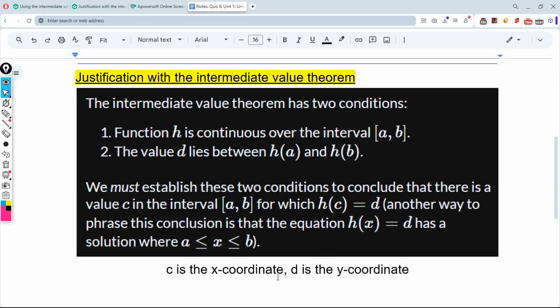So in their write up, they're saying there's a value c in the interval a comma b for which h of c equals d. So they're just saying that point c is the x coordinate and d is the y coordinate. Okay, this should make more sense when we get to the exercise problems.